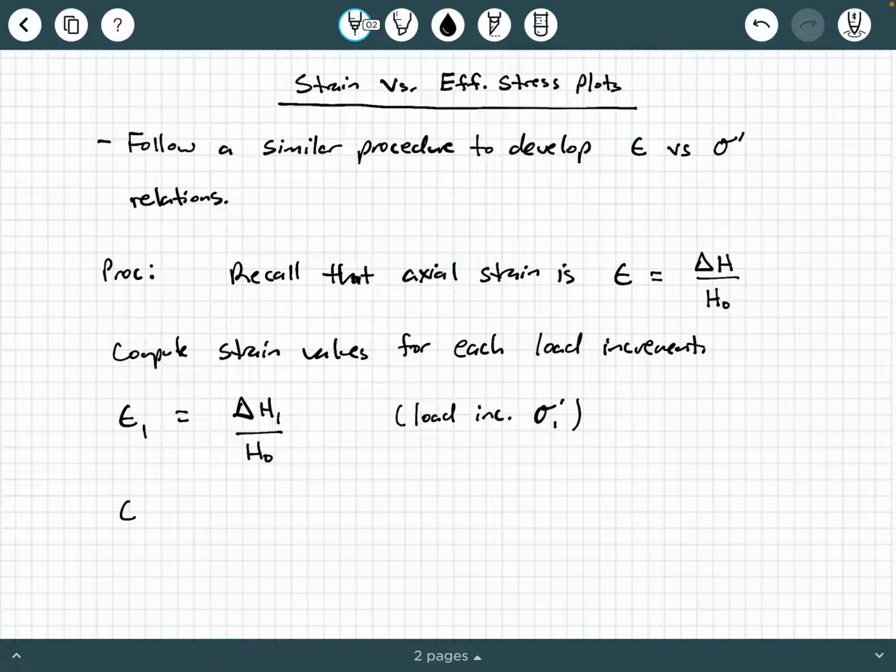Now, what about epsilon 2? Epsilon 2 is going to be, is it delta H2 over H naught? Not really. It's delta H1 plus delta H2 all over H naught. Because remember, you're talking about strain. You got to include what's already happened in the previous load increment. So epsilon 2 here is like a cumulative strain. You're accumulating more strain every day that you run this test.